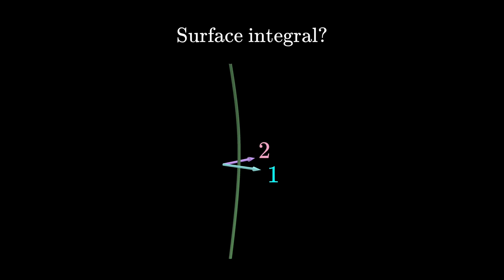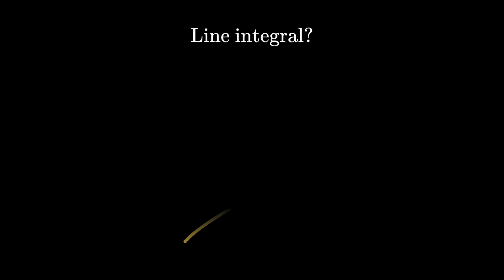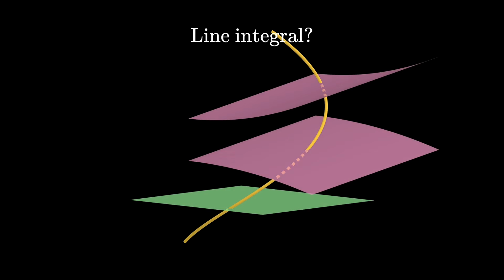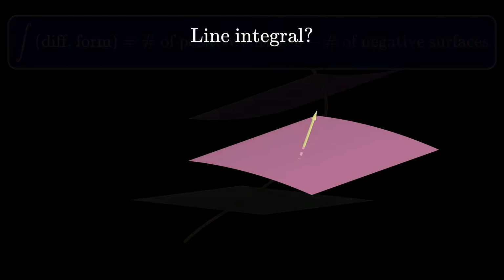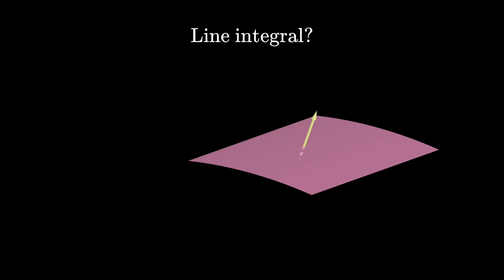arrows. Lastly, for the line integral, we can visualize the differential form as a bunch of surfaces, colored green and red to indicate its sign. A line integral is then computed by counting the net number of surfaces the path has pierced through. The orientation is indicated by an arrow because we are integrating over a one-dimensional path.